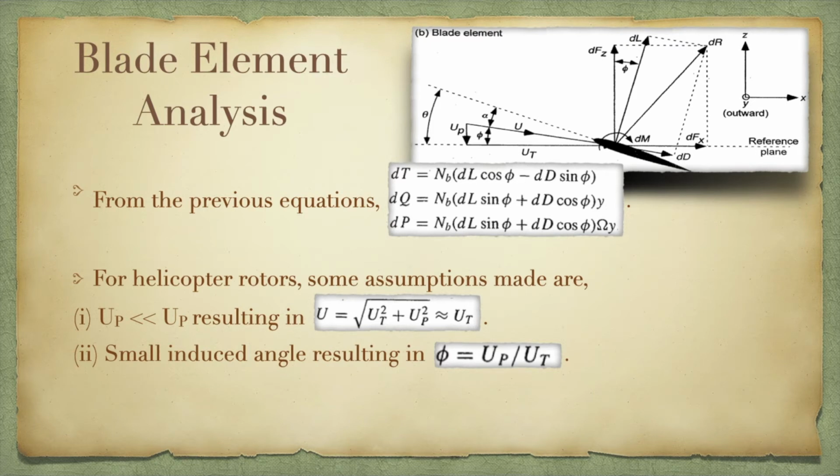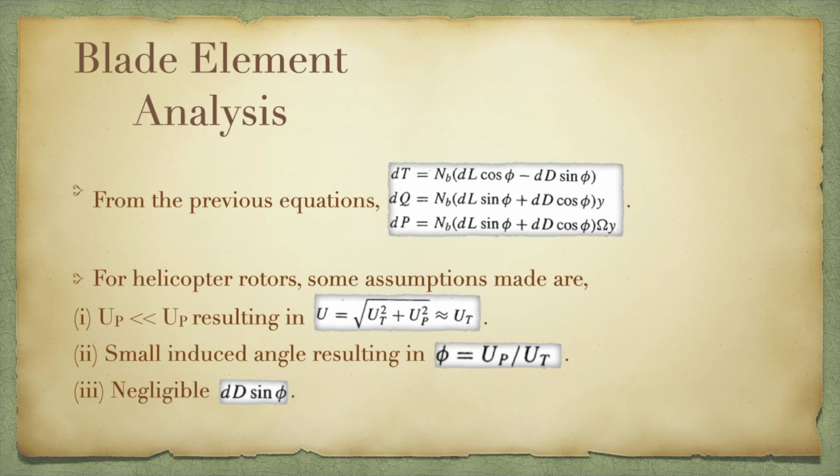The induced angle phi is small, so that phi is equal to Up by Ut, which we have seen in the beginning of this video. Also sin phi will be almost equal to phi, and cos phi will become 1. And the third assumption is the drag is at least one order of magnitude less than the lift, so that the contribution dD sin phi, or dD phi, is negligible.